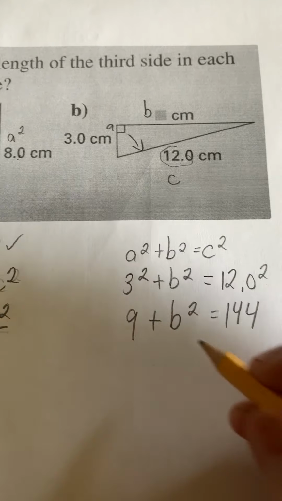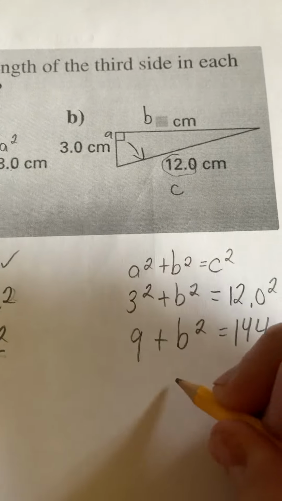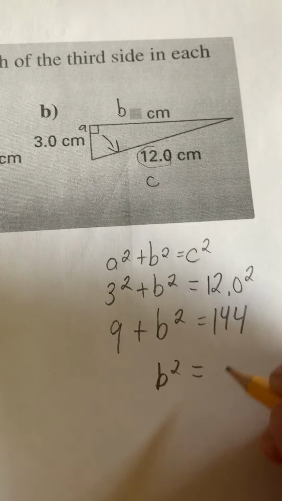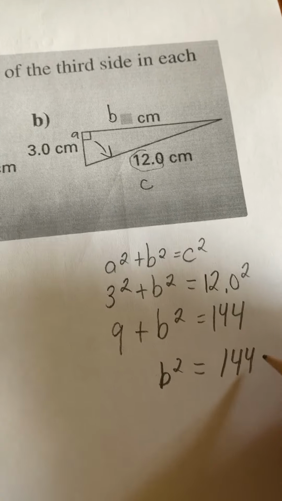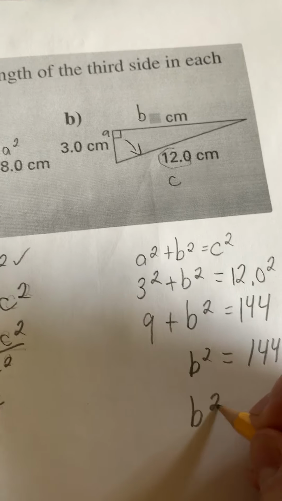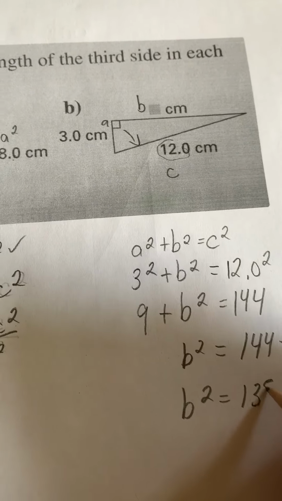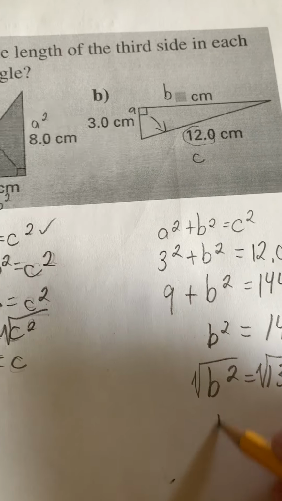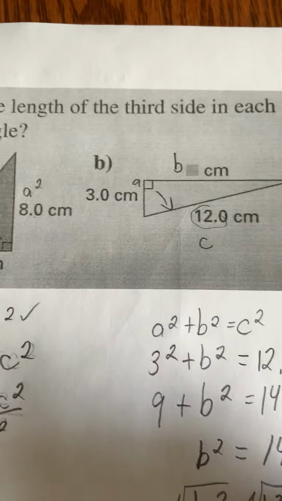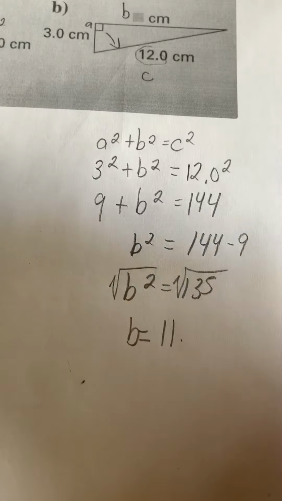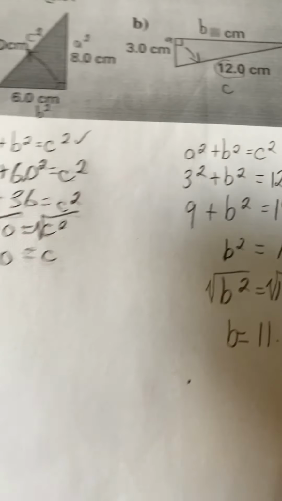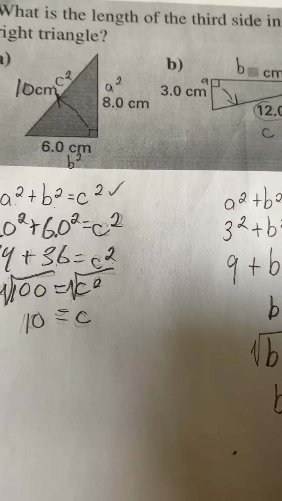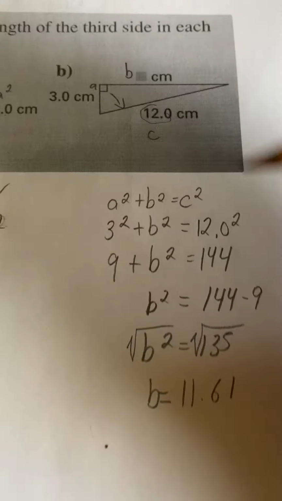So now we have to do some simple algebra. To get rid of 9 here, we'll take it away on the other side. So B squared equals 144 minus 9. So B squared equals 135. To get rid of the squared, we need to take the square root of both sides, and we get B equals 11.61.